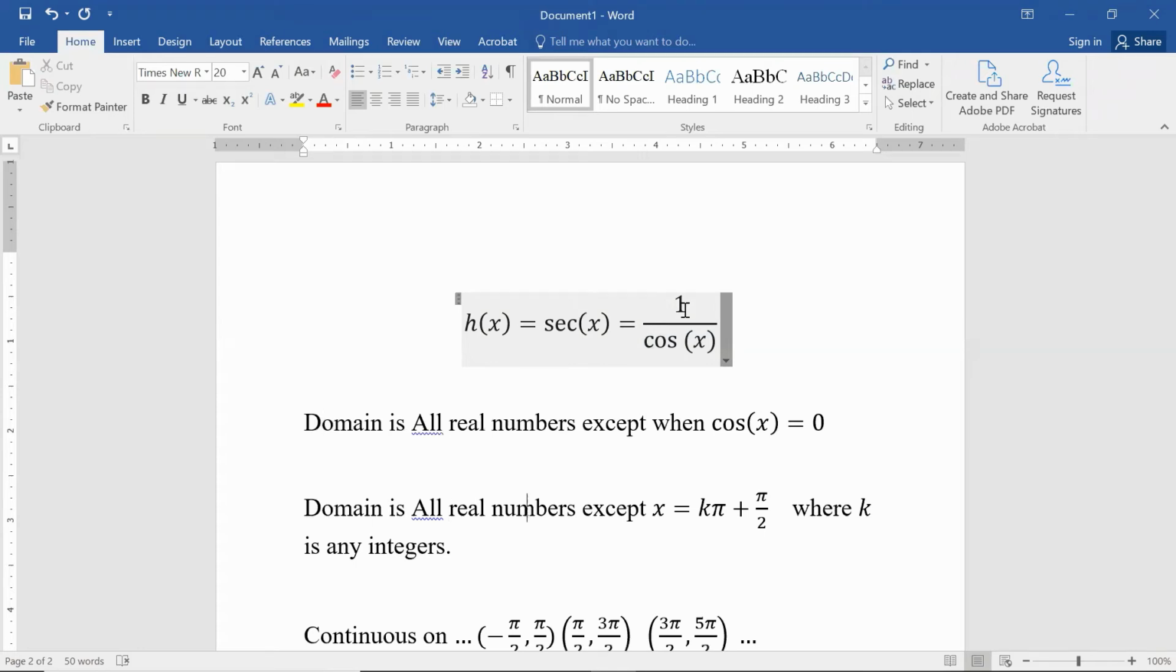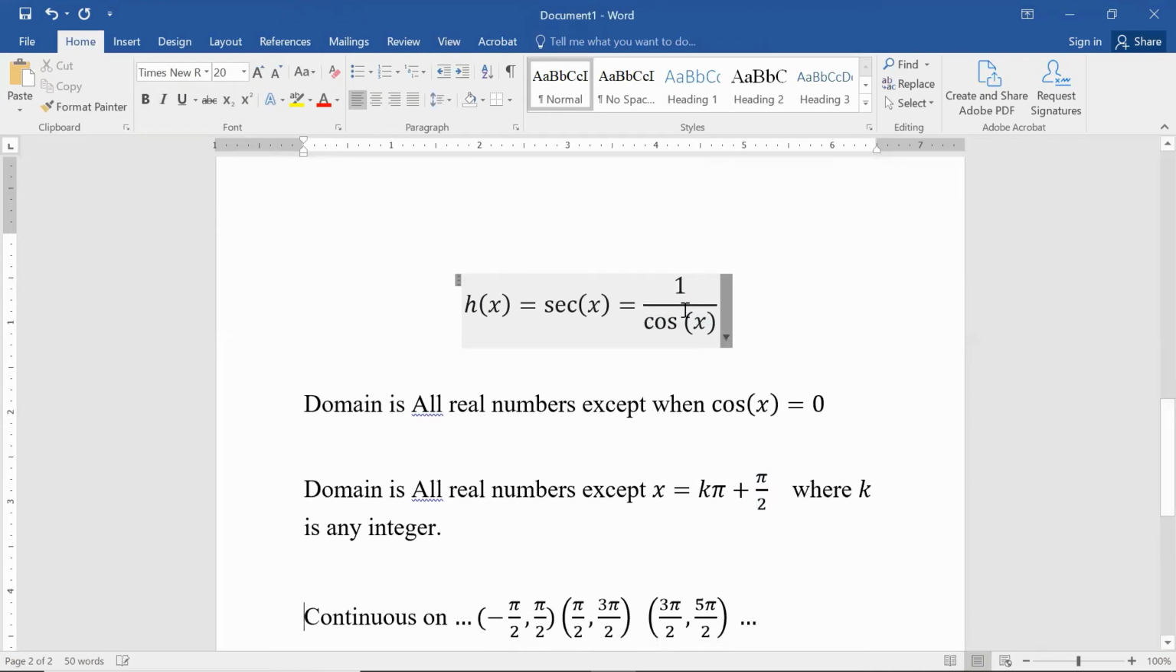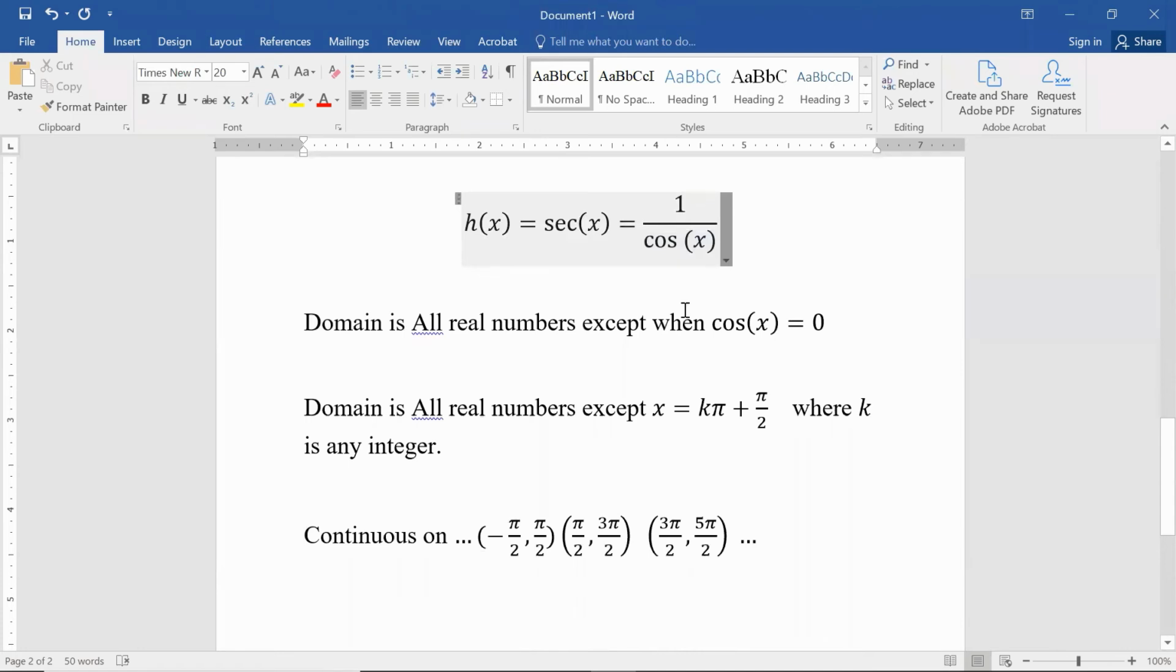So the domain is going to be all real numbers except when cosine is 0. And when is cosine 0? Well, cosine is 0 when we have k times pi plus pi over 2, where k is an integer. And so we're continuous on all of these intervals, but we have to be discontinuous every time we stop at some integer times pi plus pi over 2.